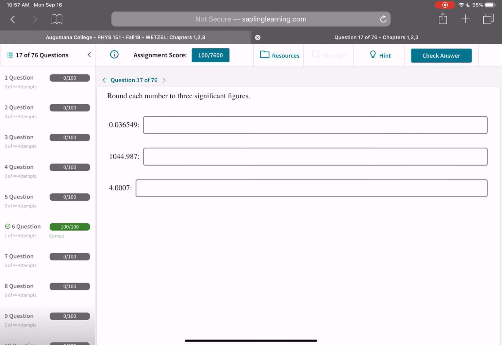All right, round each number to 3 significant figures. So the first one, we want to stop at the 5, so it should be 0.0365.